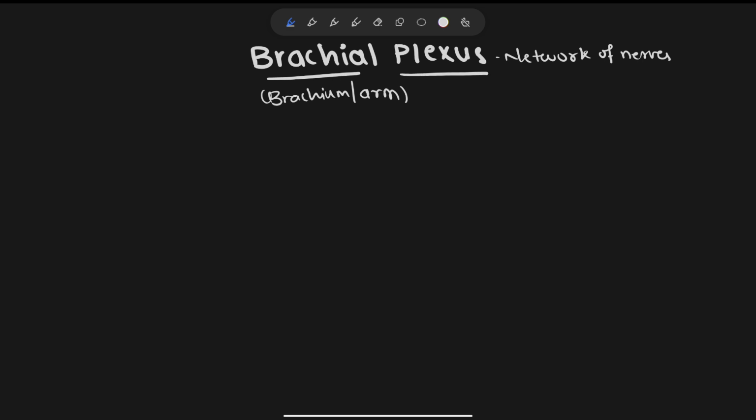From where is its origin? Its origin is from the ventral rami of C5 to T1. Okay, in the cervical region, we have already studied spinal nerves, thoracic nerves, lumbar nerves. So this is the cervical region. So it is originating from the ventral rami, from C5 to T1.